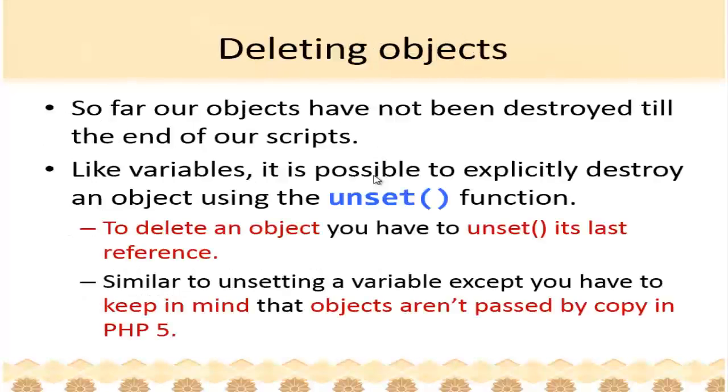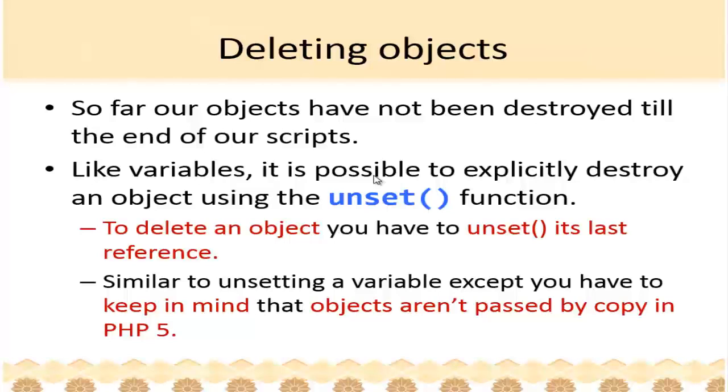Okay, I'll finish it off with this one, and that is how do you delete an object. To delete an object, you use unset. If the object goes out of scope, automatically it gets deleted. One important thing: unset will call the destructor only if this is the last reference that you are unsetting.